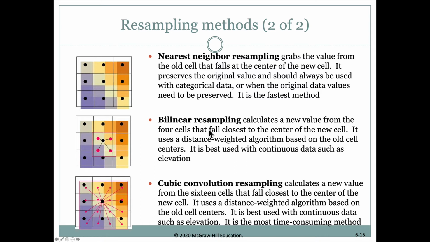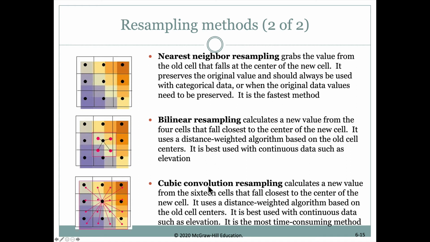Another type of resampling is bilinear resampling, and it calculates the new value from the 4 values that fall closest to the center of the new cell. So once again, here's the center of the new cell, and the 4 grid cells from the old grid that fall the closest would be these 4 here, and it would use some distance-weighted formula on that. Basically, the ones closer by, like this one, would count more, and the ones further away would count less. And this is good with continuous data.